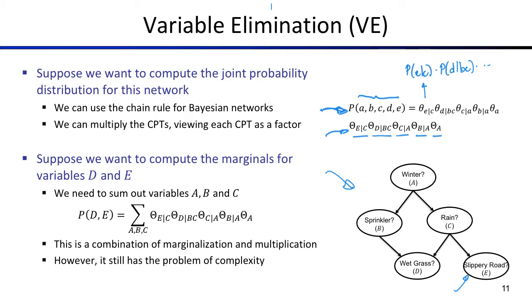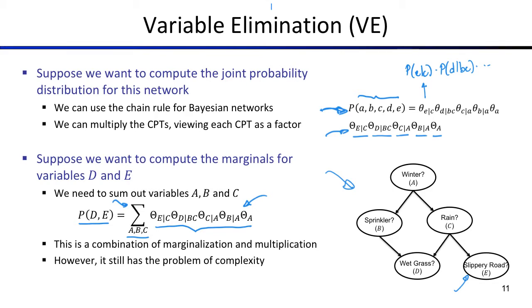Let's suppose that you want to compute the marginal for variables D and E. What we do is multiply all the factors together and sum out variables A, B, and C, and we're going to stay with the marginal for variables D and E. So it's going to be a combination of marginalization and multiplication. We have the multiplication of the factors here. We have the summation, the marginalization of the variables A, B, and C in this part, and at the end we get the correct results.